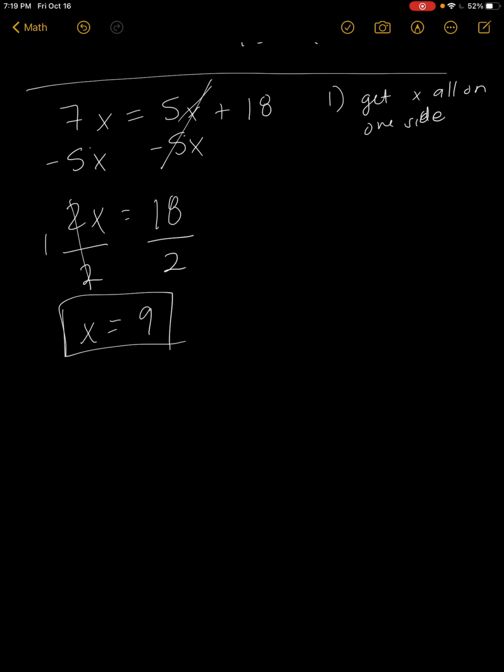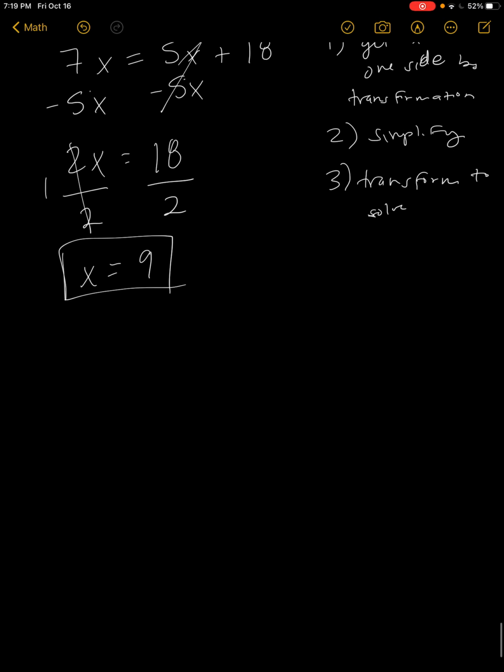So get x all on one side, so I transformed, like, by transformation. Then I would simplify, you know, if there's anything to simplify on either side, and then you transform again to solve. So we keep adding, like, our steps get longer and we keep getting a new first step. But otherwise, you know, hopefully it's all the same.